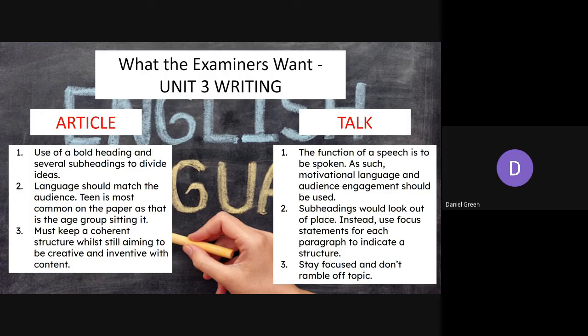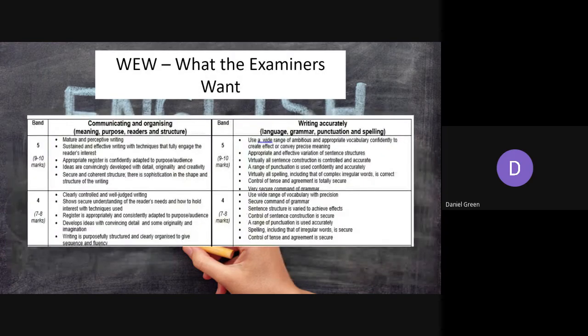All right. Don't be too formal. Don't say, would you want your kids growing up in a world without proper education? They can't relate to children at this present time. Okay. You need to be able to relate it to something that is relevant to them. All right. So please adapt your language to the audience. And as it says in the mark scheme, appropriate register is confidently adapted to purpose and audience. To get into those top boundaries, you need to be doing that.